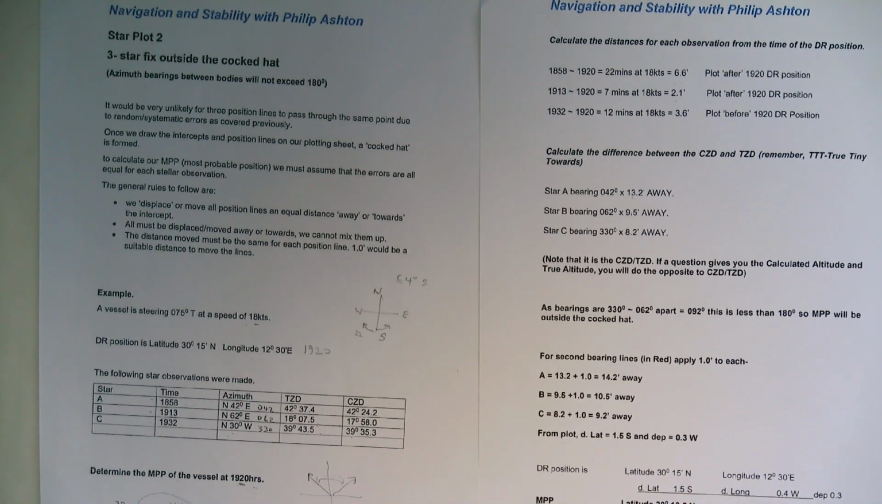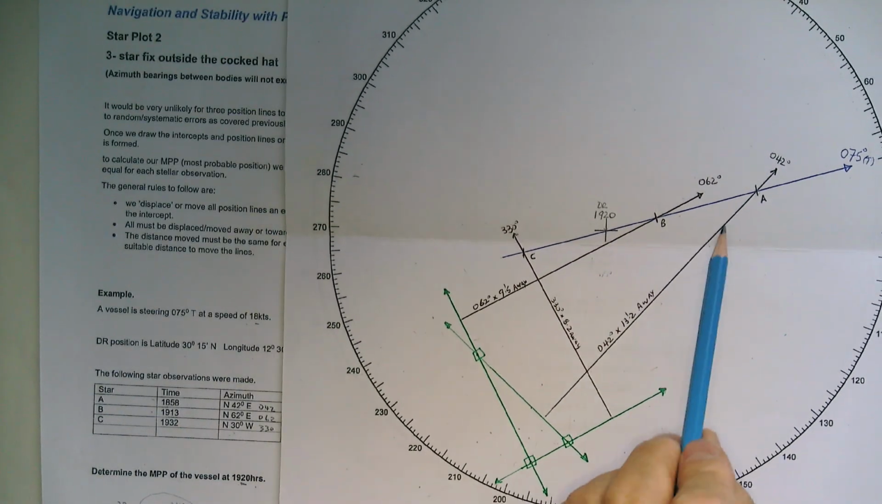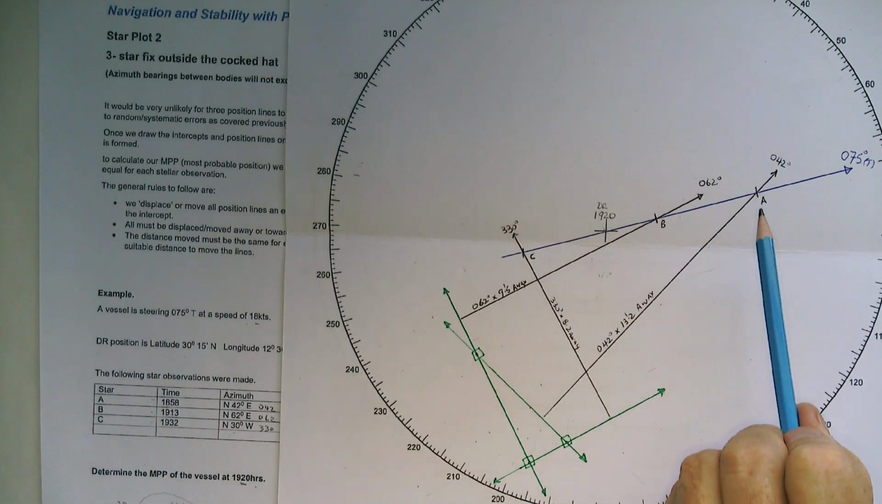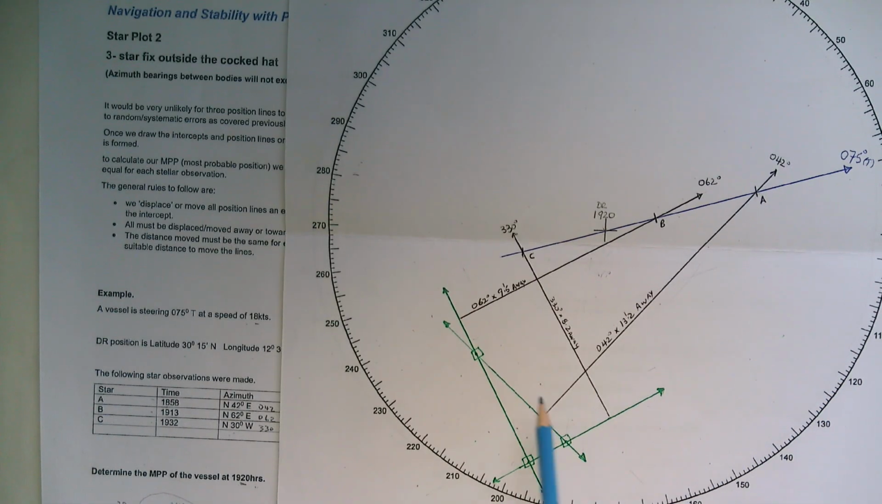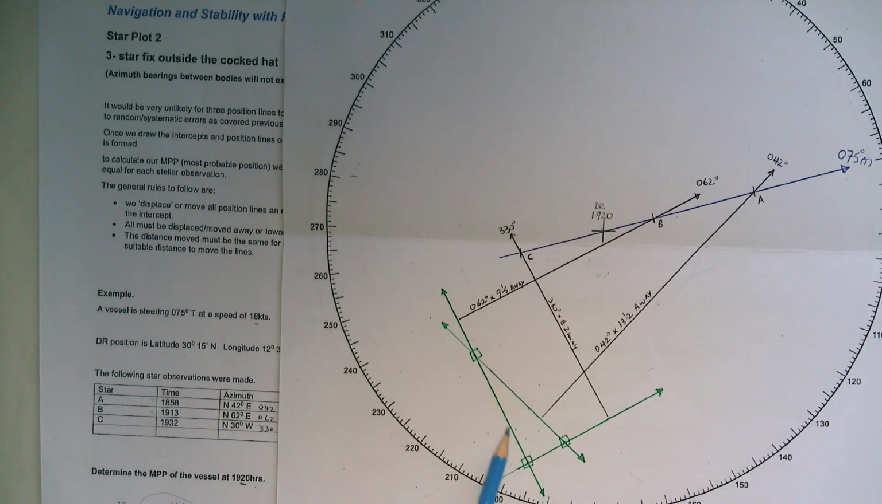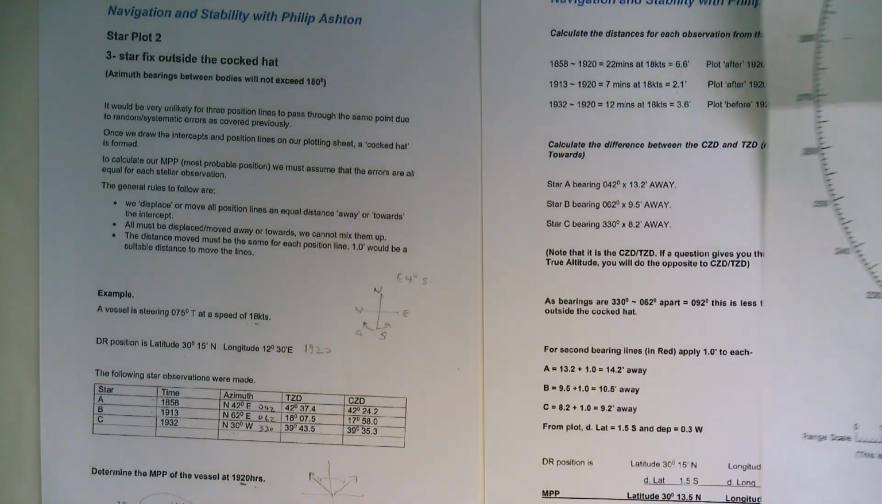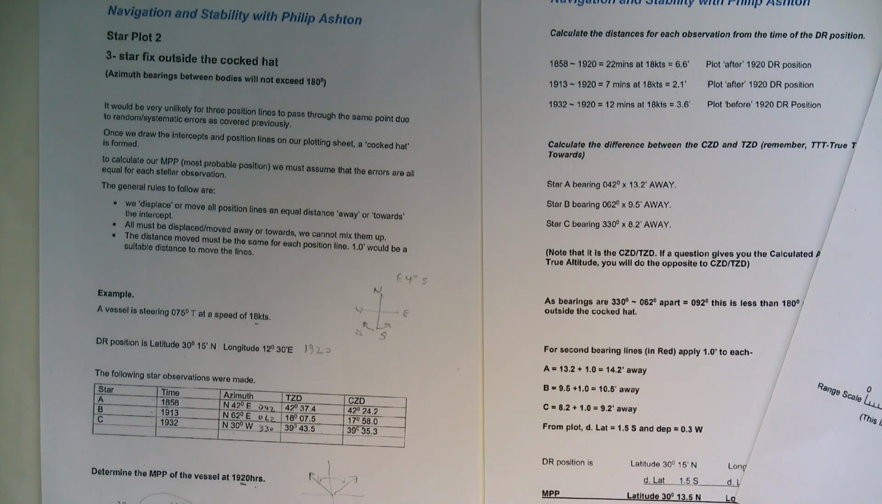So first sketch just shows you stars A, B and C. So star A, the bearing was 042, but it was away. So that would be A, C and B. So we end up with a cocked hat, but we're not inside the cocked hat. So what we need to do for the second bearing lines in red, we're going to do them all a mile off.